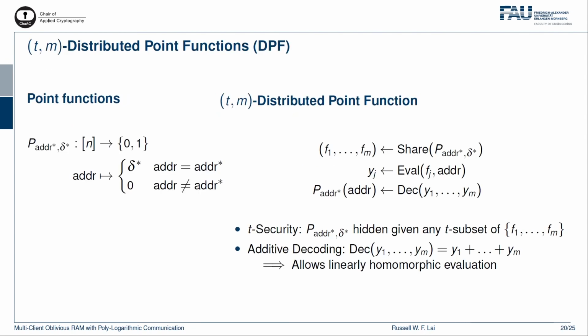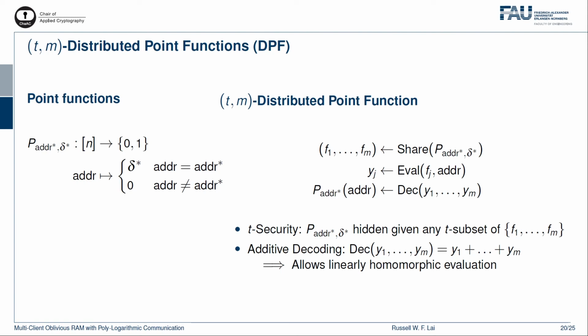In a multi-server setting, we will make use of another tool called distributed point function, or DPF. In this context, a point function is a function which is parameterized by a target address star and a value delta star. On input an address, the function should return delta star if it is equal to the target address star. Otherwise, it should return 0.